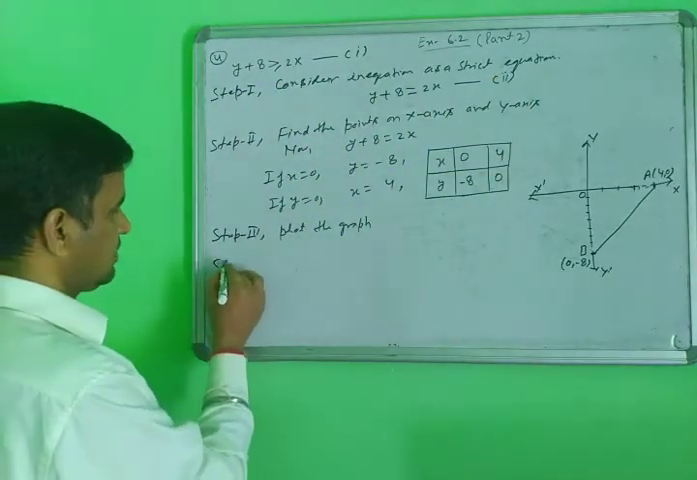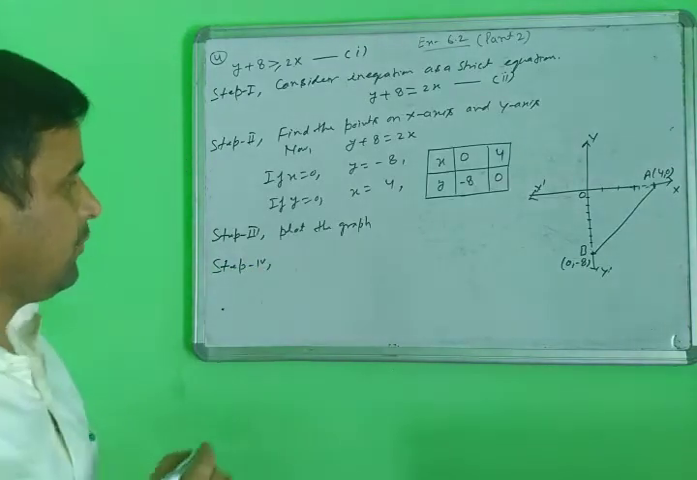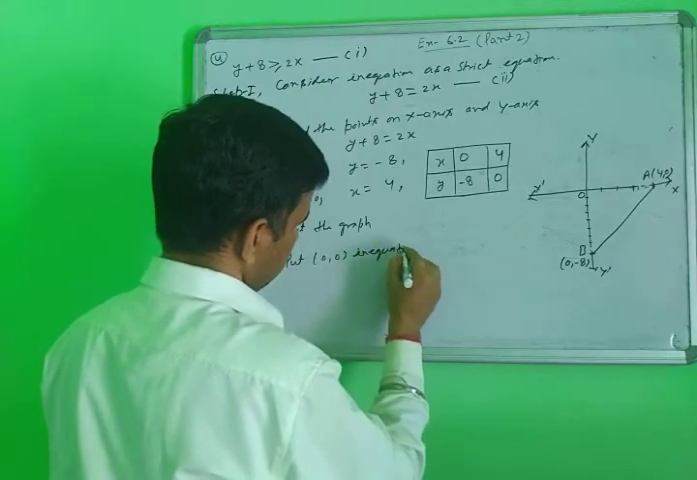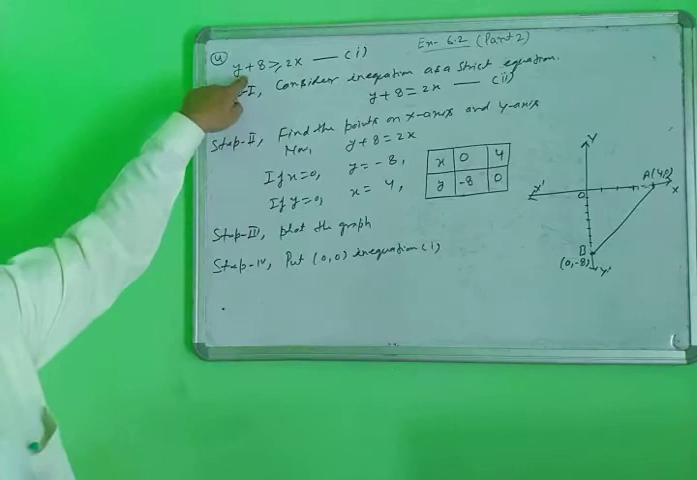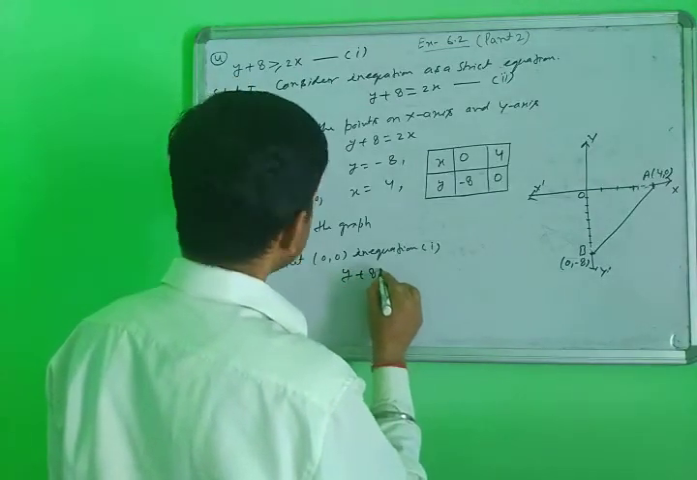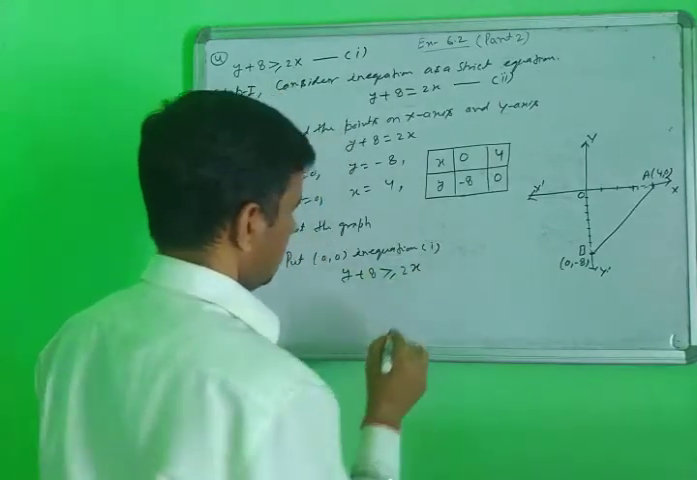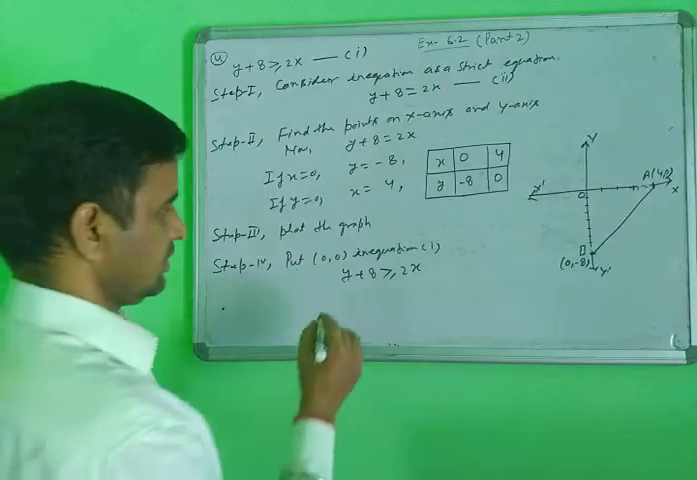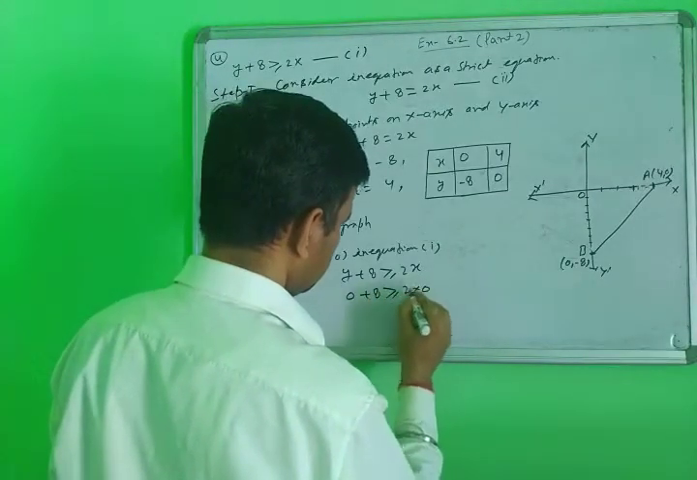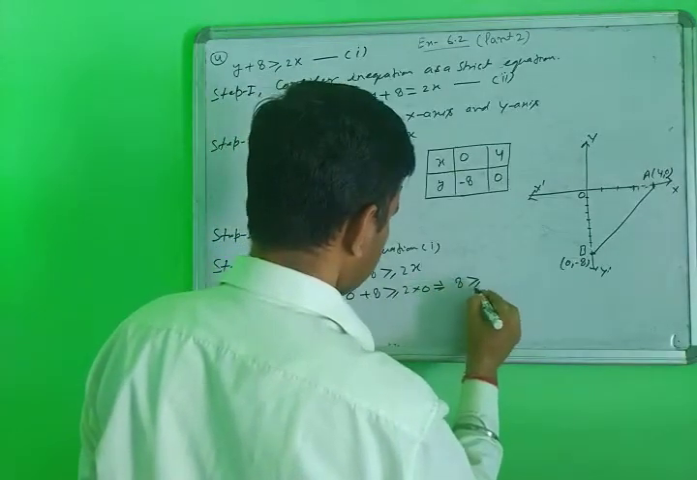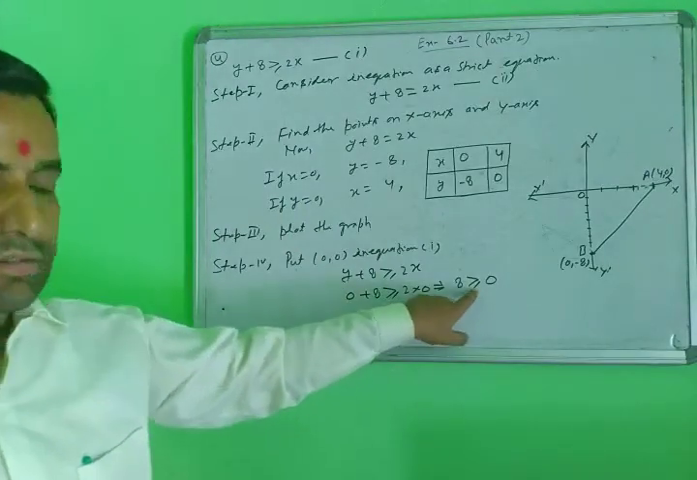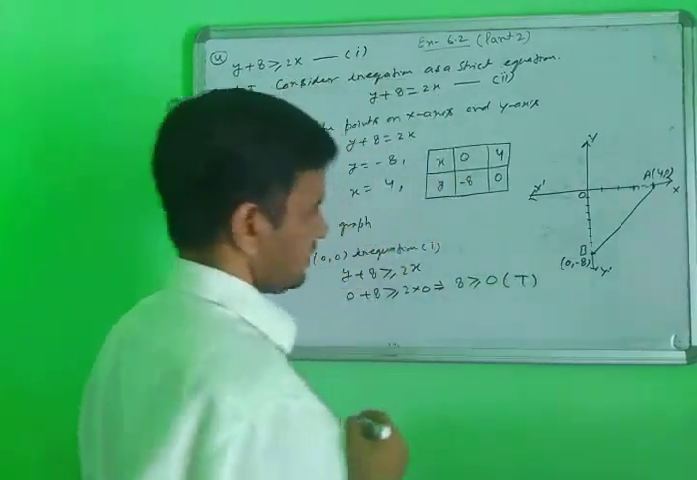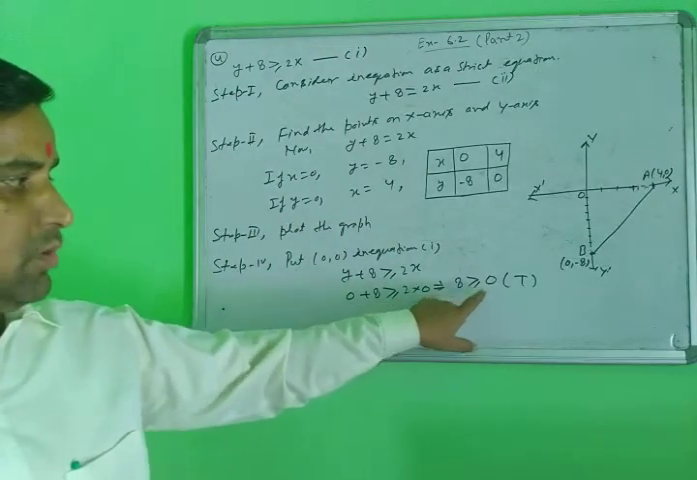After that, step 4: put 0, 0 in the first inequality. First note down y plus 8 greater than or equal to 2x. Put 0, 0 in place of x and y. What result comes? 0 plus 8 greater than or equal to 2 into 0. The result is 8 greater than or equal to 0. Now check if this condition is true or false. 8 is always greater than 0, so this condition is true.